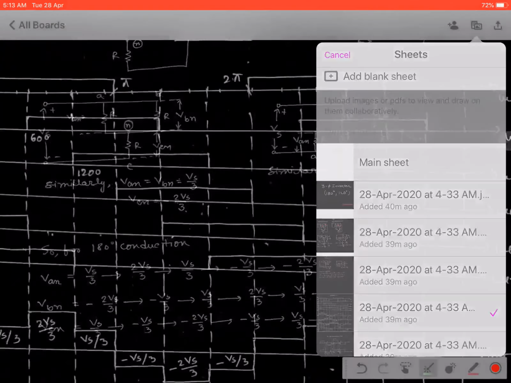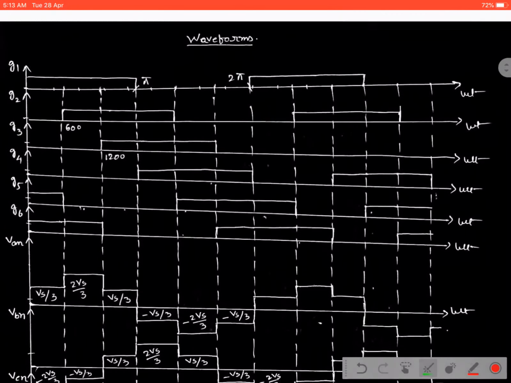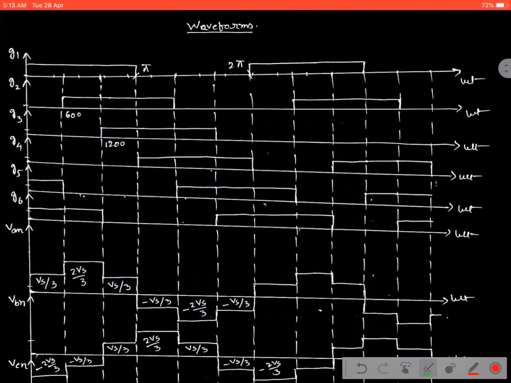In this waveform, see here, all the triggering pulses are mentioned: for S1, for S2, for S3, S4, S5 and S6. As we know, this is a 180 degree conduction mode. That is why each switch will conduct for 180 degrees. Once the cycle is completed, we again apply the triggering pulse for the next cycle. Again it will continue for 180 degrees.